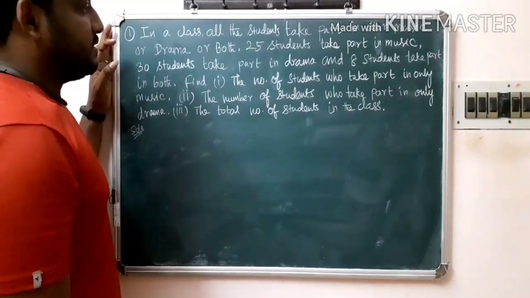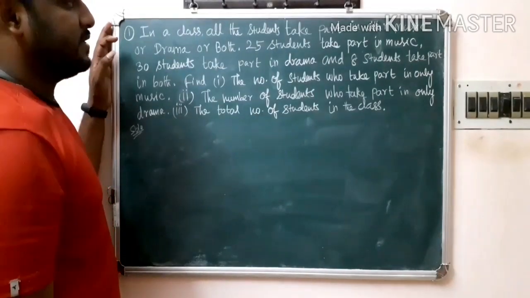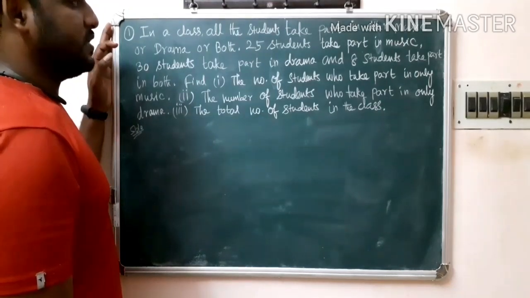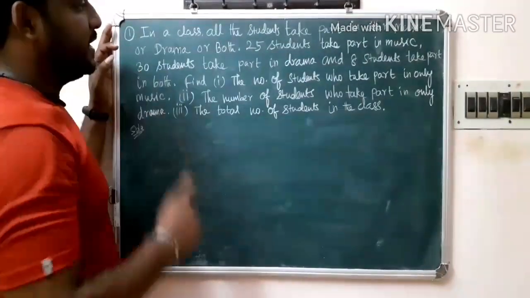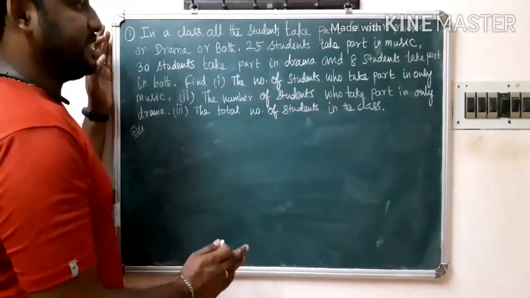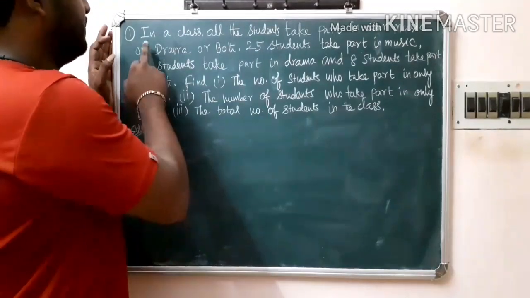In last class, we solved some problems using the results, that means the cardinal number of sets, using the application problem. Here we are going to solve the same problem using the Venn diagram. Question number 1.